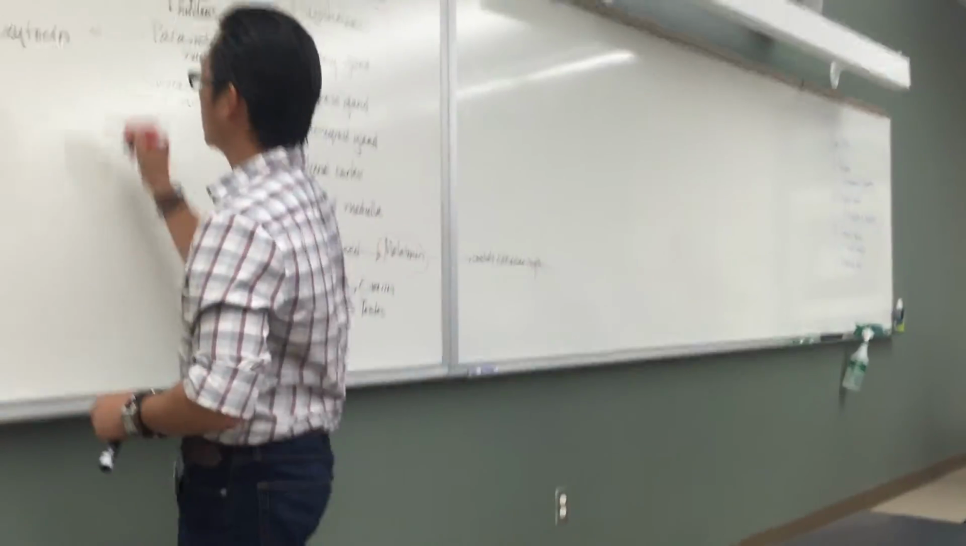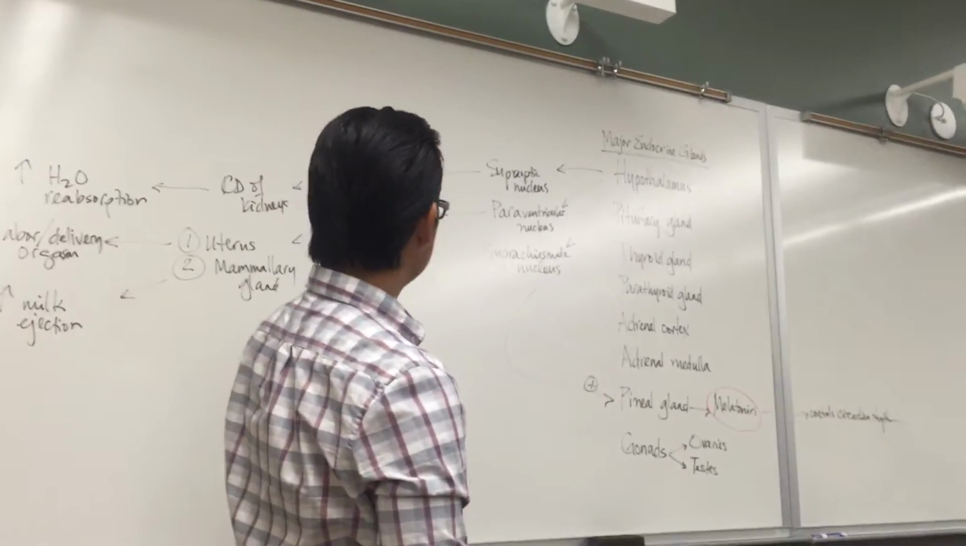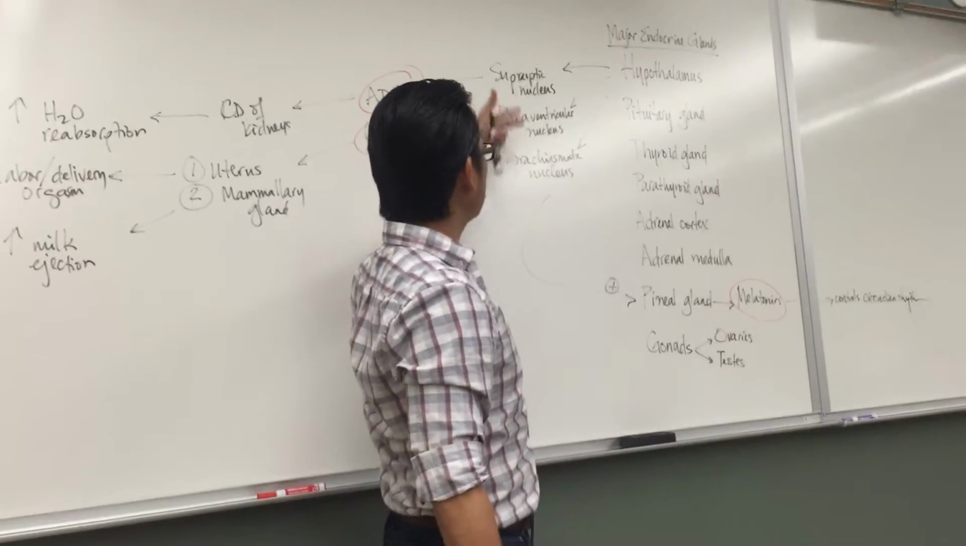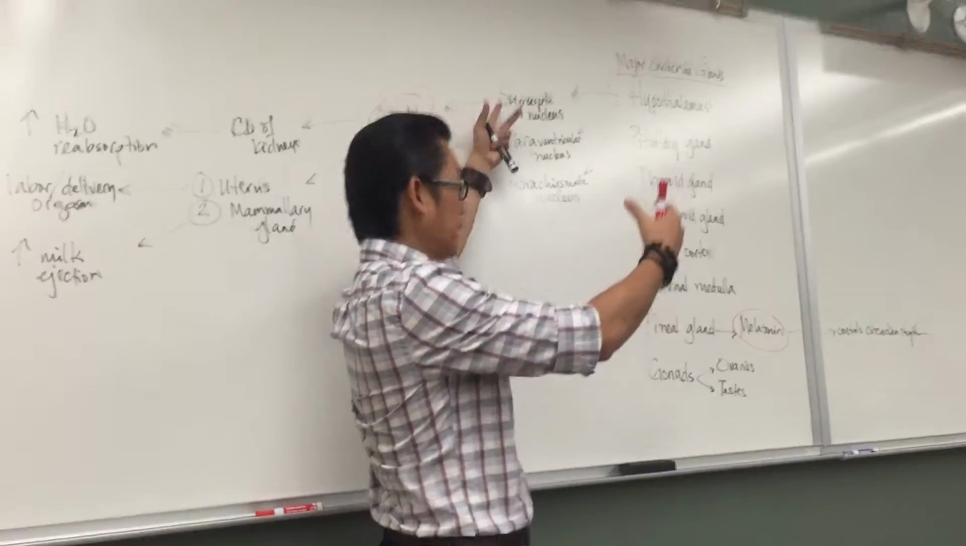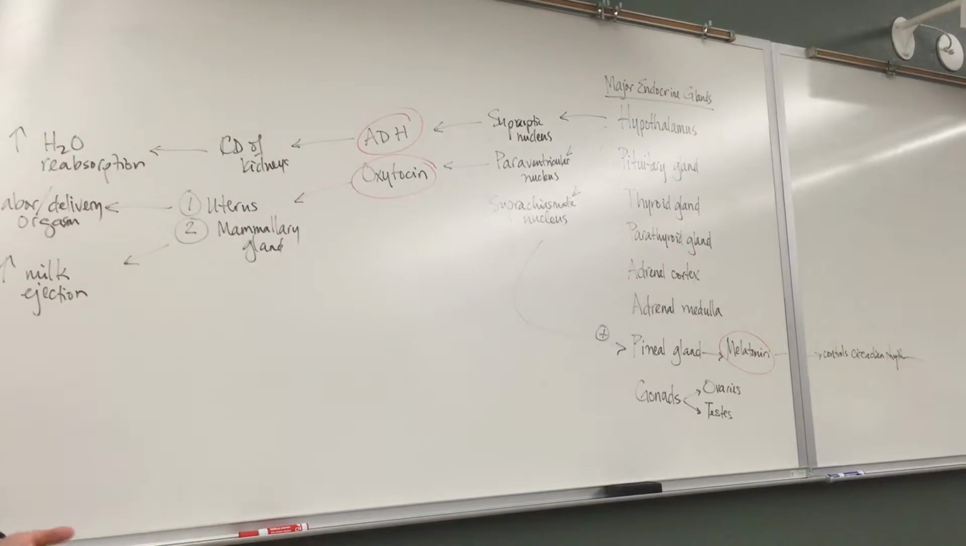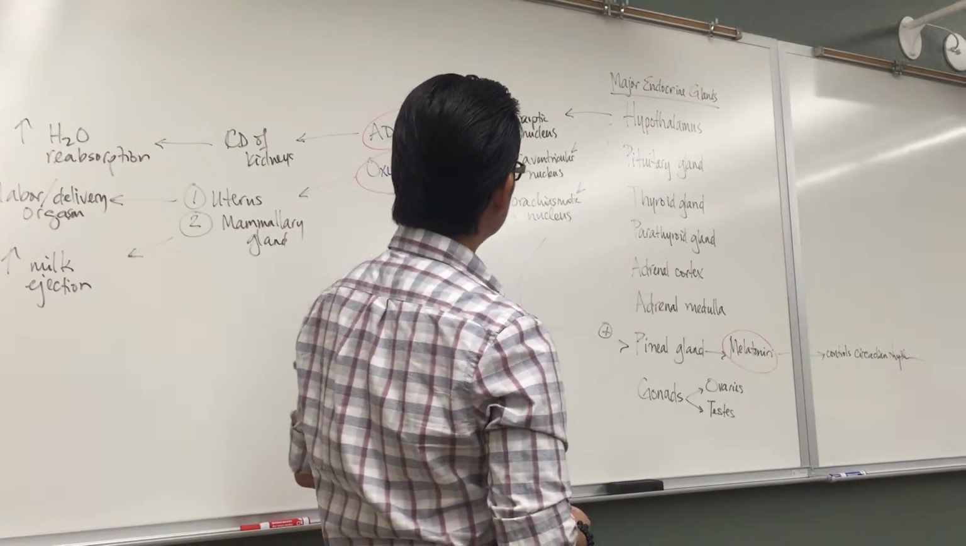Okay. So this is just a very fast list, but remember, these 2 originate in the hypothalamus and extend their axons all the way to the posterior pituitary gland. Okay. All right.